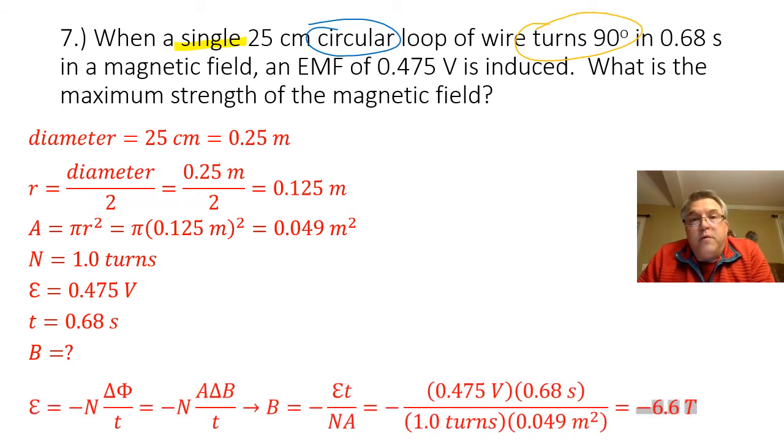As with the previous problem, we're going to need to use Faraday's law to solve this. I know that epsilon is equal to the negative of the number of turns times the area times the change in the magnetic field divided by the time. When I solve that for B, I'm going to get the negative of epsilon times t divided by N times A. Plugging my known values into the equation, I get a magnetic field of negative 6.6 Tesla. I did it! Woohoo!